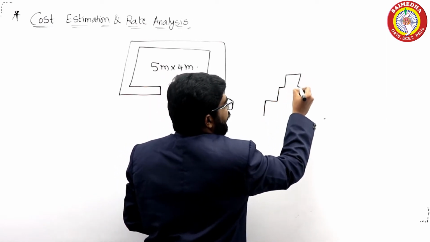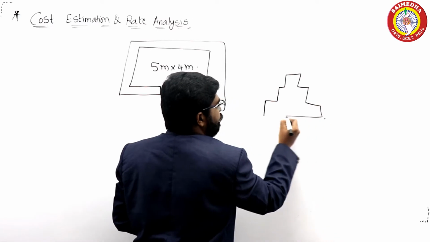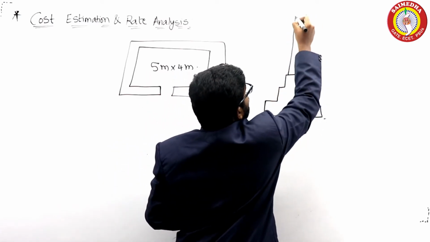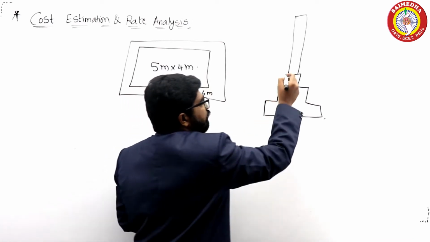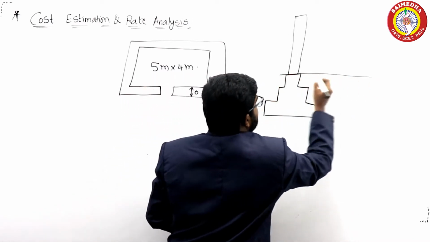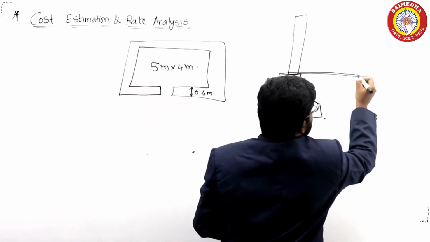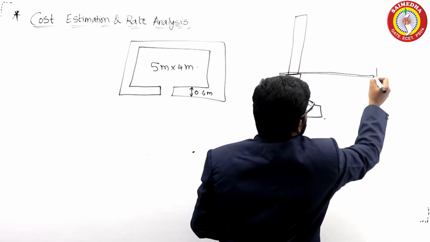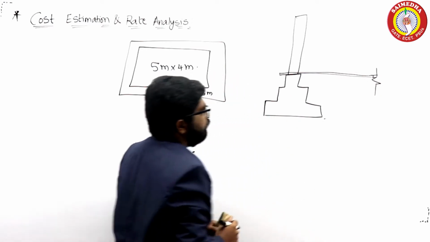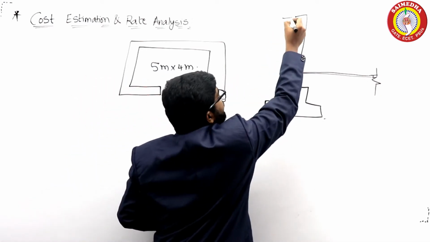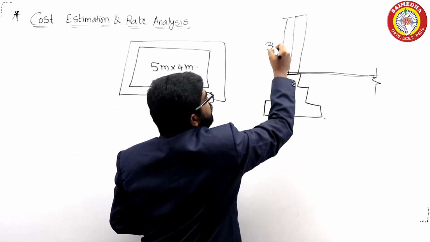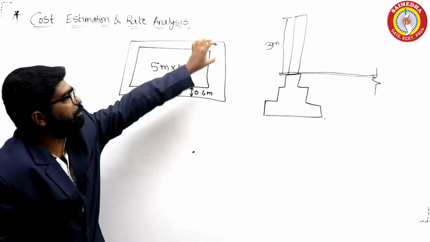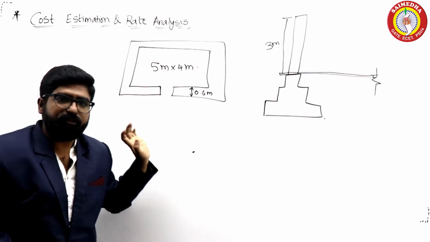Elevation of the wall along with the footing is given here. This is my wall, which is the superstructure, above the ground level. Here the wall height is given as 3 meters. Now, I need to calculate the volume of the brick wall using the long wall short wall method.